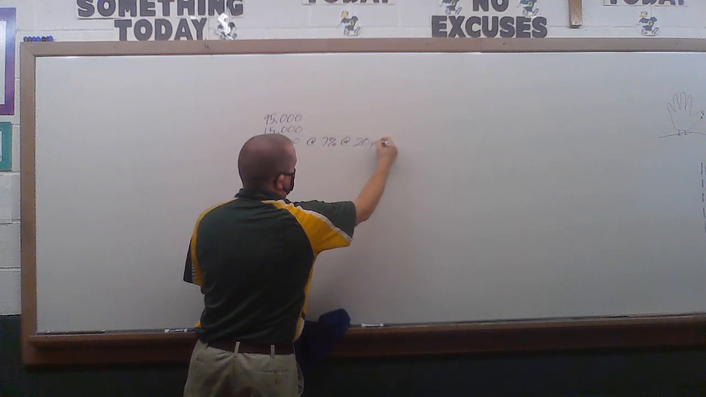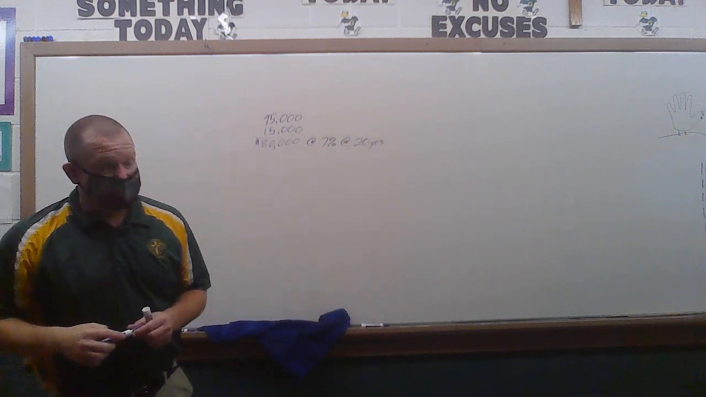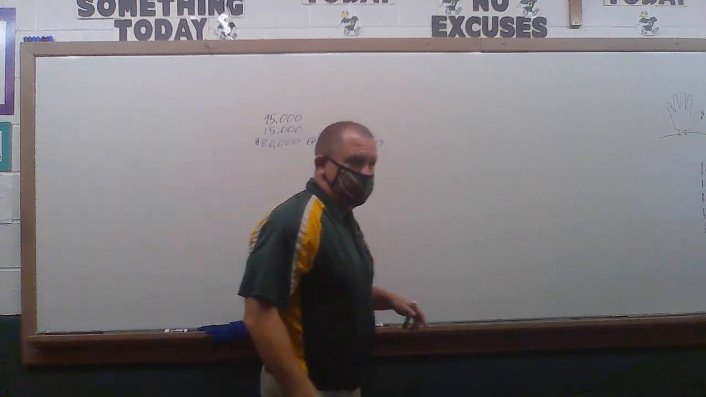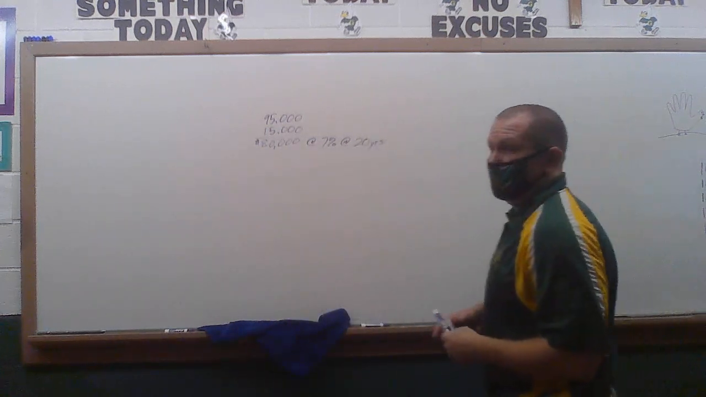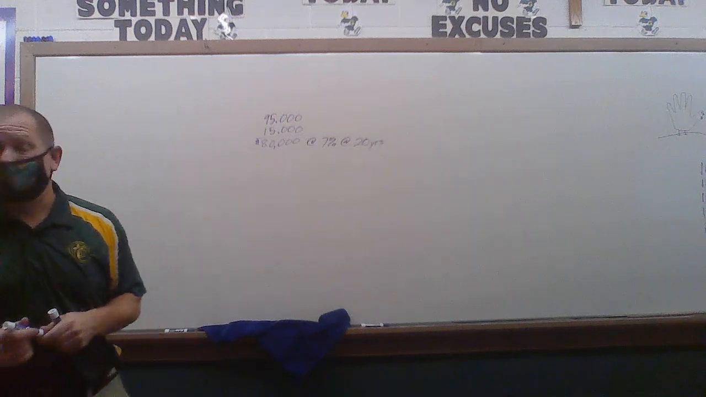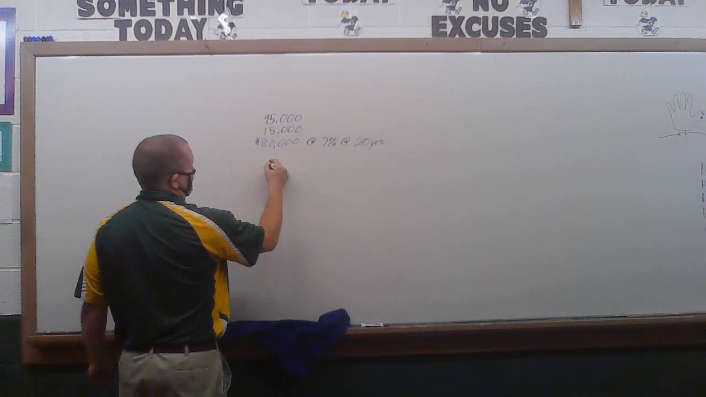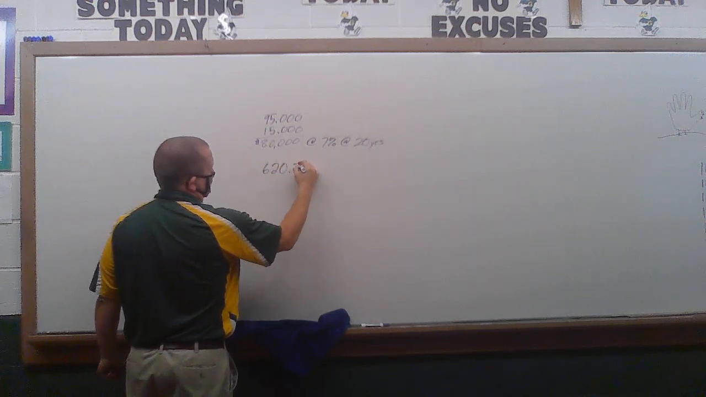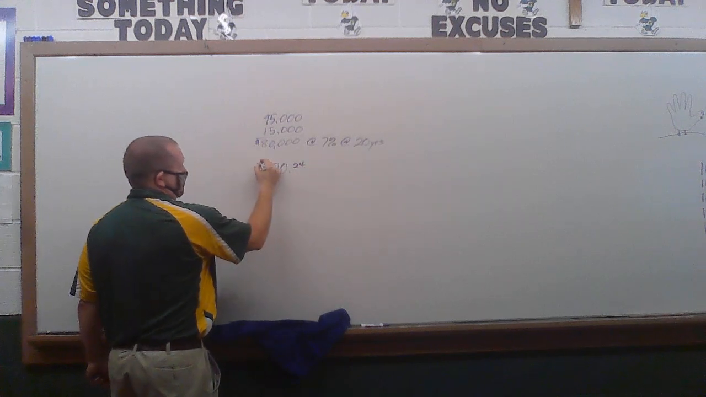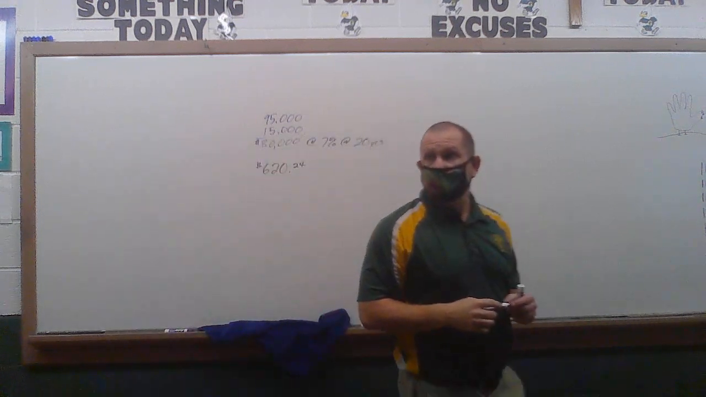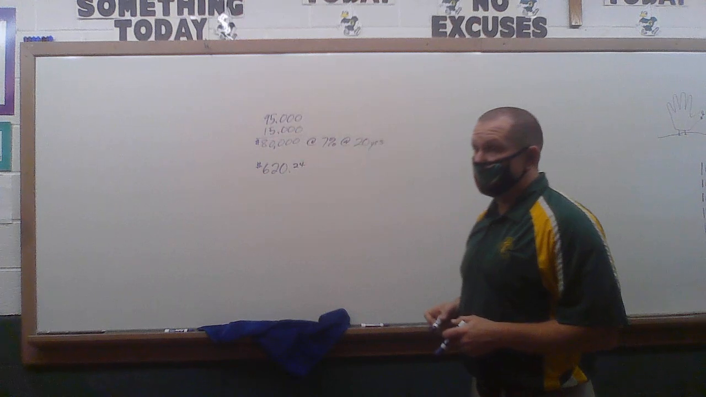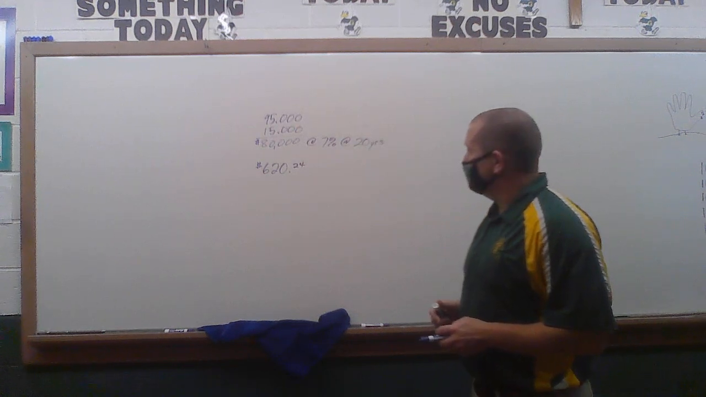Back to the chart. So turn back. Use that information in your chart and tell me what your monthly payment is. 620.24. Everybody okay with that? That would be the same as 80,000 times 7% divided by 20 divided by 12.